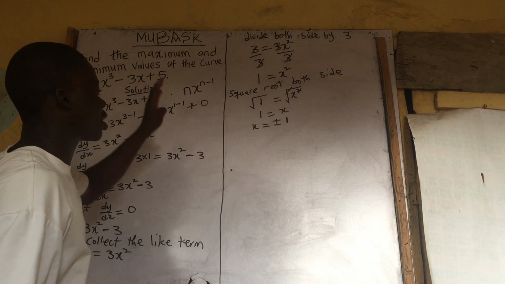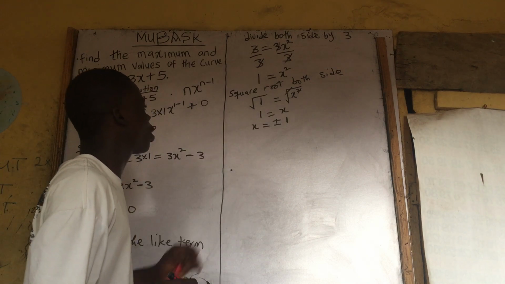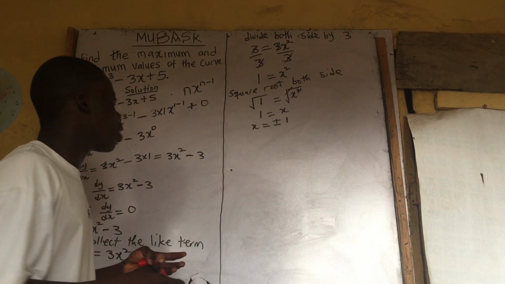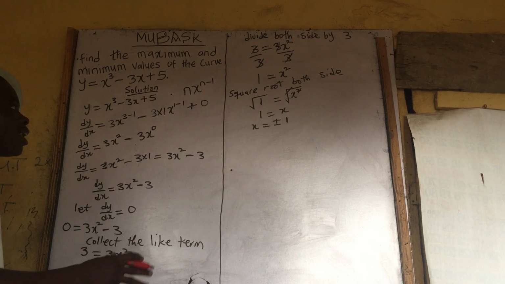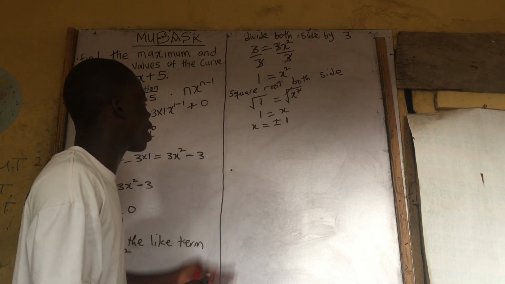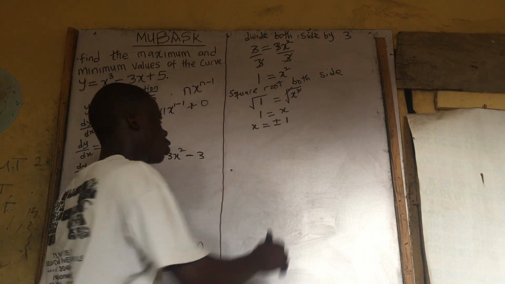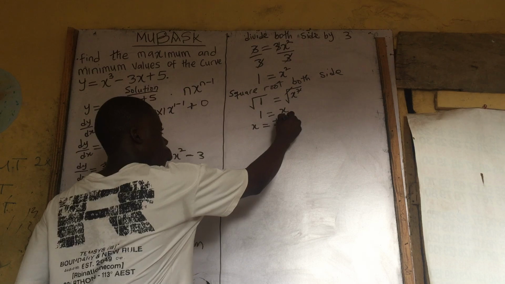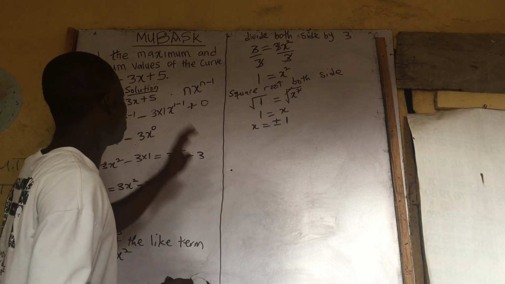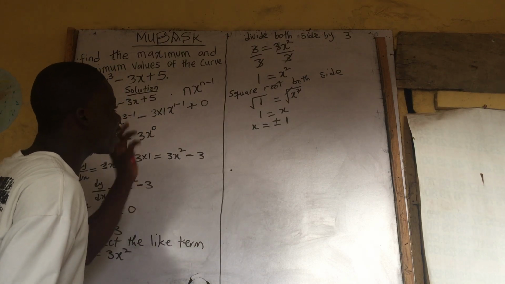We are looking for the maximum and the minimum. For the maximum, our x equals plus or minus, since we cannot yet verify whether our x is the maximum or the minimum. That is why we say plus or minus 1. Either of them may be the maximum or the minimum.